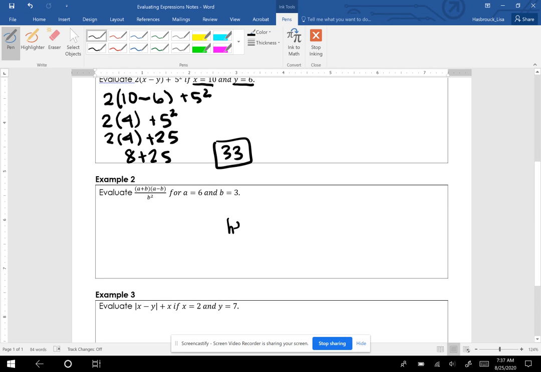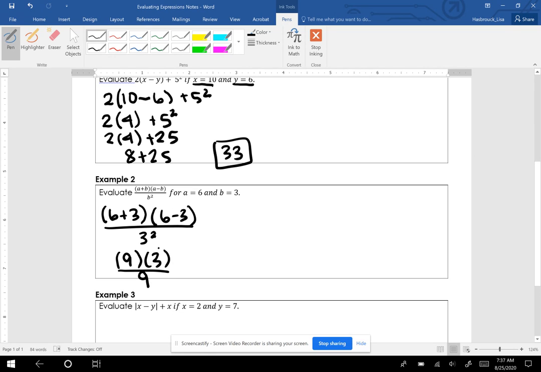Now let's look at example 2. Example 2, we're evaluating a plus b times a minus b over b squared. So let's begin with replacing a and b. A is 6, b is 3. So I'll get 6 plus 3 times 6 minus 3 all over b squared, which is 3 squared. Well, 6 plus 3 in parentheses is 9. 6 minus 3 is 3. And this is over 3 squared, which is 9.